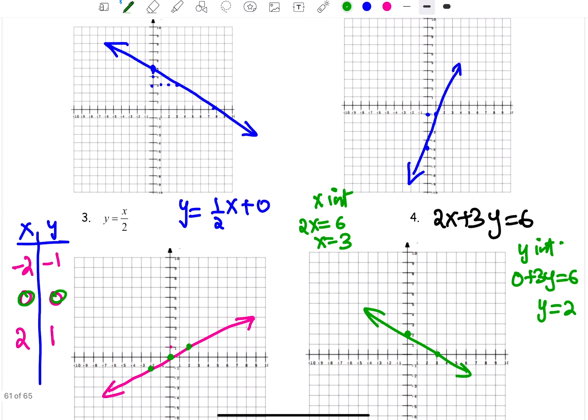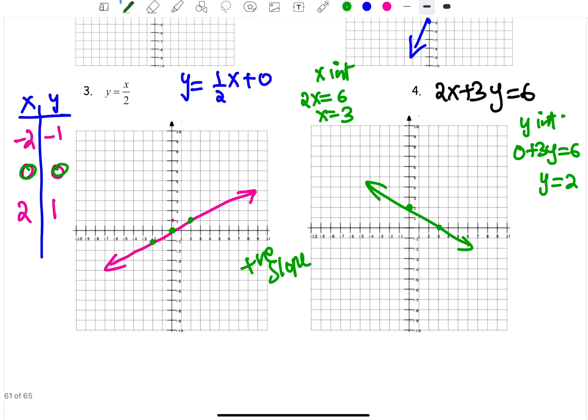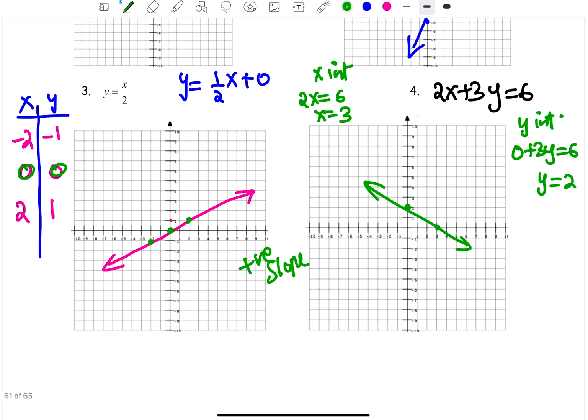Quickly, before we move on, I want to discuss the slope of each of these lines. This line would have a negative slope because it's going down. The next line has a positive slope because it's going up on the right-hand side. The next one is also going up on the right-hand side, so positive slope. And the next one is going down as you're going to the right, so negative slope.